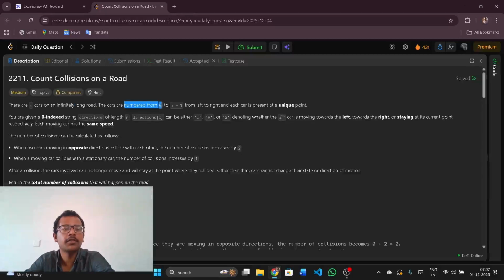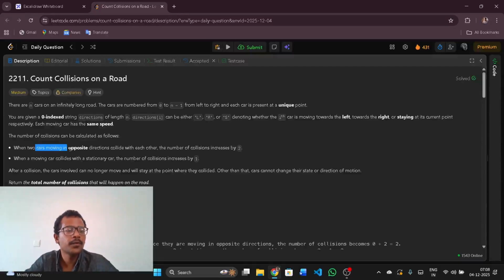The cars are numbered from 0 to n minus 1, from left to right, and each car is present at a unique point. You are given a 0-indexed string directions of length n. Directions[i] can be either L, R, or S, denoting whether the ith car is moving towards left, right, or staying at its current position respectively. Each moving car has the same speed. So S here means staying at its current position. It's not moving.